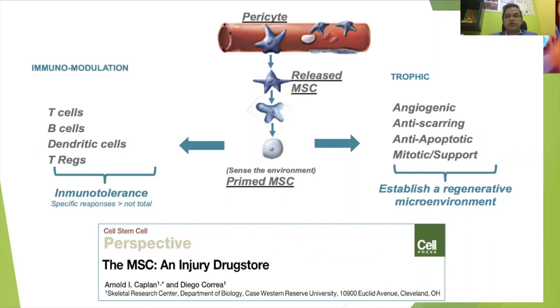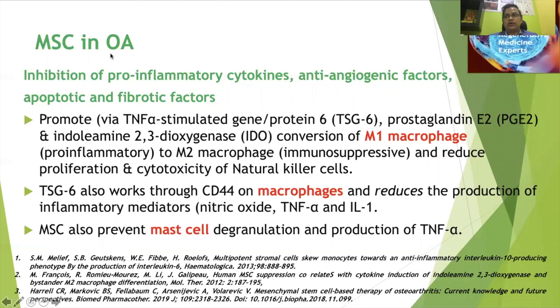Now how do they actually work in osteoarthritis? So in osteoarthritis, they are inhibiting the inflammatory cytokines. So the main action is against inflammation. Basically, they produce what is called tumor necrosis factor alpha stimulated gene protein, TSG6, and prostaglandin E2. What they do, they allow conversion of M1 macrophages to M2, and M2 is basically more immunosuppressive. They also act on the macrophages and prevent the production of inflammatory mediators like nitric oxide, tumor necrosis factor alpha, and interleukin-1. They also act on the mast cells. So they're acting on all these cells: macrophages, mast cells, and natural killer cells.